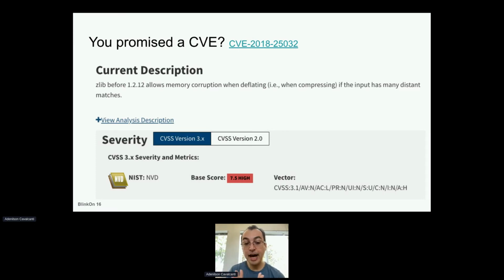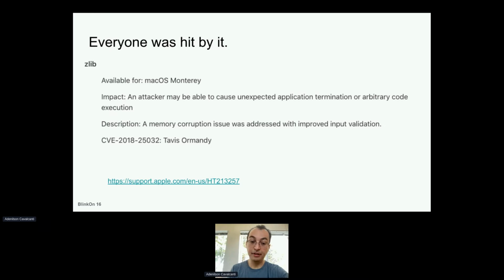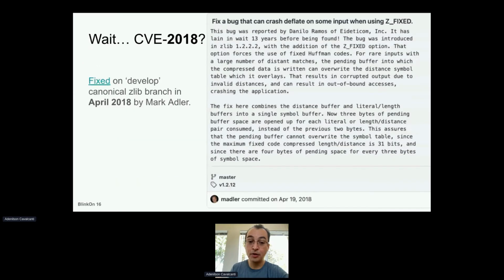The description says that before the latest release, zlib could allow memory corruption when deflating, while compressing data, if the input matches are distant enough. And it's interesting to observe that everyone was hit by it, even some really large companies with dedicated data compression experts and data compression teams. But there is one interesting thing here. Why is the CVE listed as 2018? It was fixed in the develop branch of Canonical zlib by Mark Adler, who is the maintainer of Canonical zlib, and was first reported by someone called Danilo Ramos.